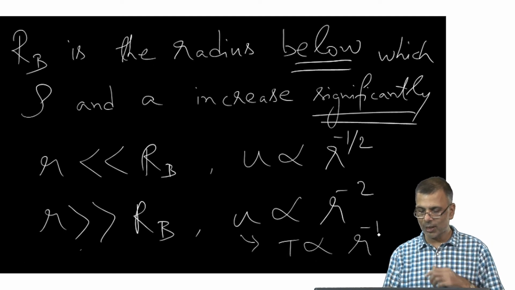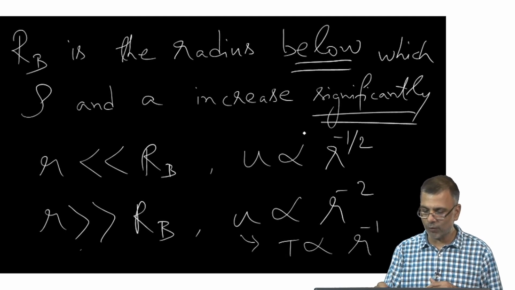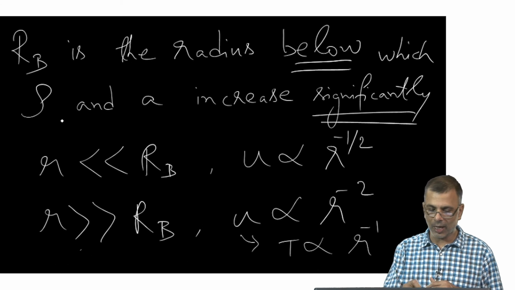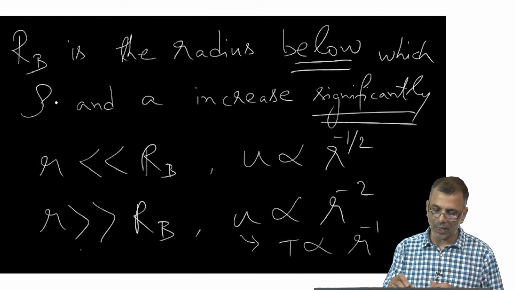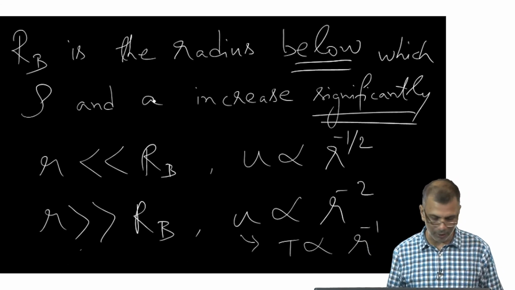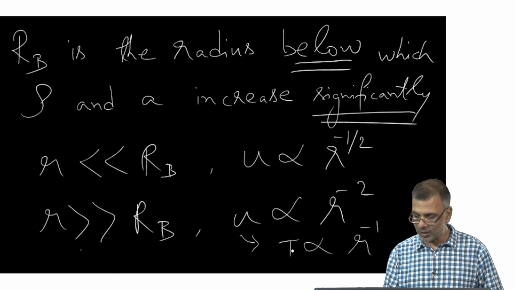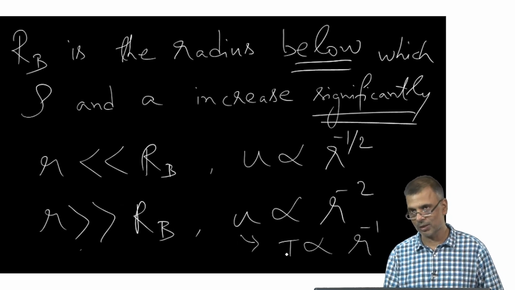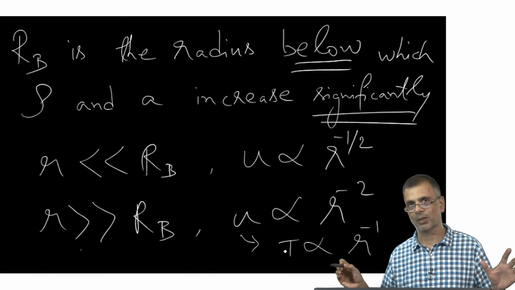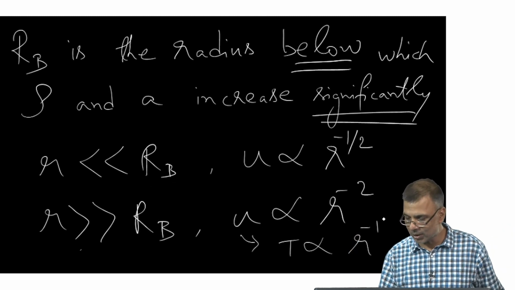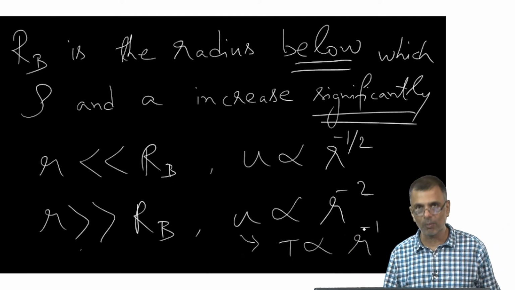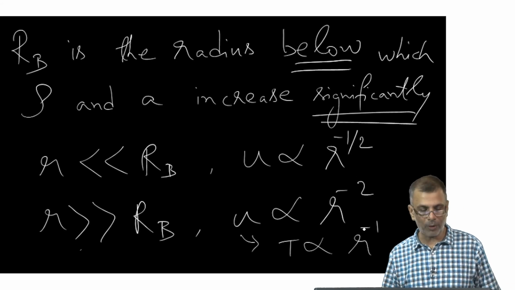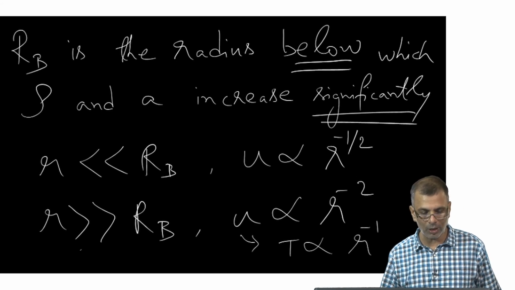So what happens is, below the accretion radius, the infall velocity slows down and the density and the sound speed increase significantly. And as a result, the temperature increases. The temperature is no longer the same as it was at infinity. The temperature increases as r raised to minus 1. And things of course blow up when you reach r equals 0.